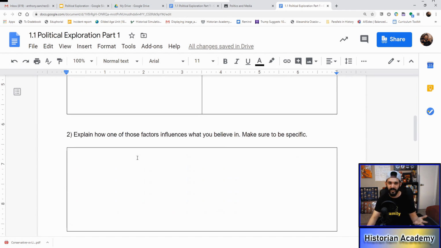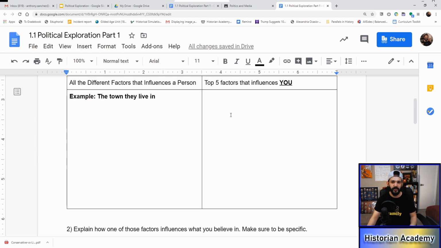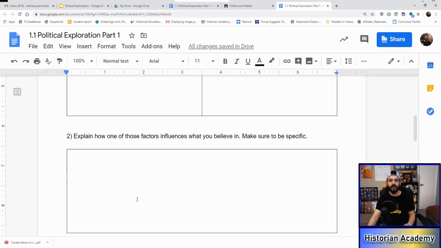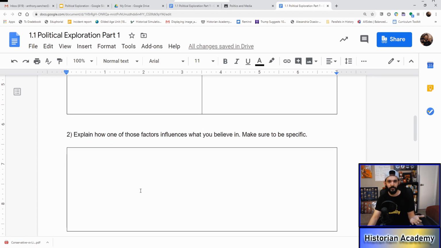Next task, it says, explain how one of those factors influences what you believe in. Make sure to be specific. So out of the top 5, choose one that you believe affects you the most, that has the greatest effect over you. And then explain how it has affected you. Be specific. Don't just say, it affects what I believe in because I live with... No, you need to be specific. Go into the specifics. Explain how that affects what you believe and what exactly you believe. Once you have answered that question, then go down to the next one.